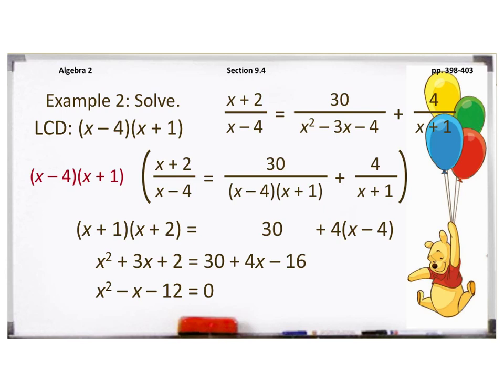So we solve this big, long, complicated fraction. It's disappearing into poor Winnie the Pooh's balloons. So we're doing this big, long fraction. My lowest common denominator is x minus 4 x plus 1.